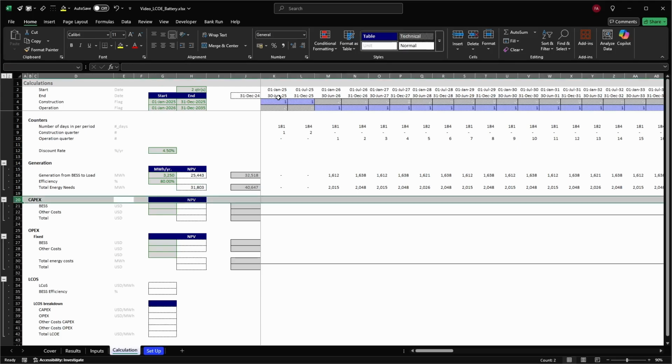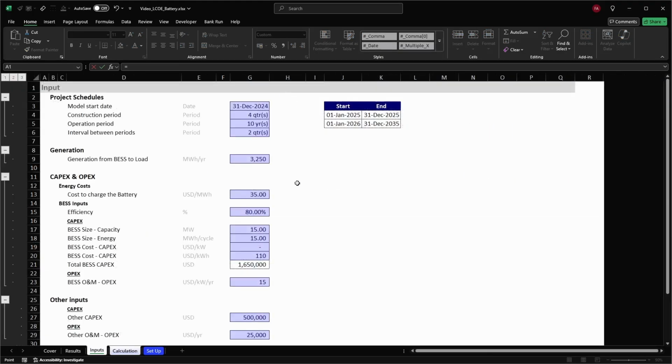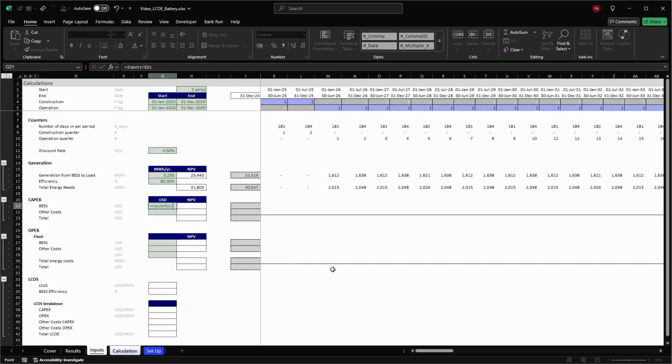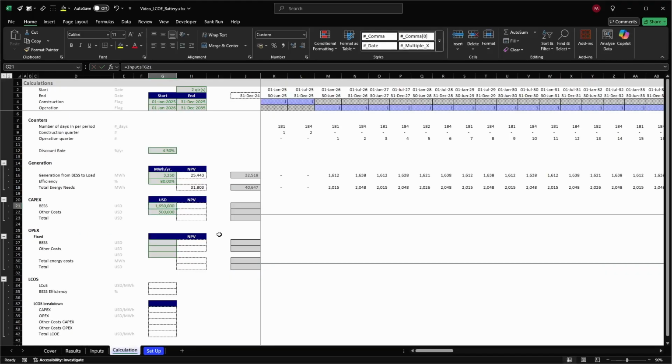Next, we're going to calculate the capex now. So for the capex, we have the cost, so the BS system and other costs, right? For the battery, we have a total cost of 1.6 million. And then for the other costs, we have, what is it? This is going to be equals to 500,000. Cool. So now we can basically copy and paste the NPVs. I also want to copy and paste all the sums, so we don't need to redo it.